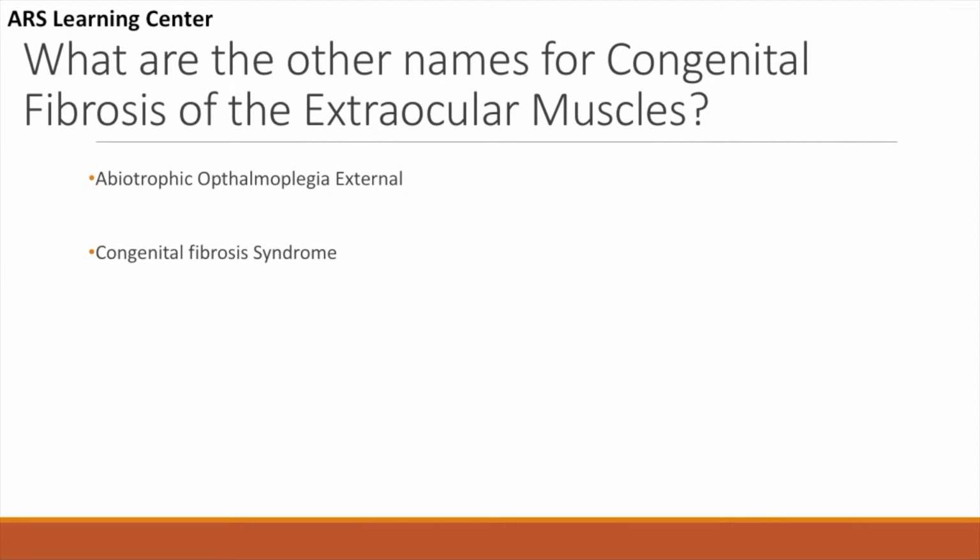What are the other names for congenital fibrosis of the extraocular muscles? The other names for congenital fibrosis of the extraocular muscles are abiotrophic ophthalmoplegia externa and congenital fibrosis syndrome.